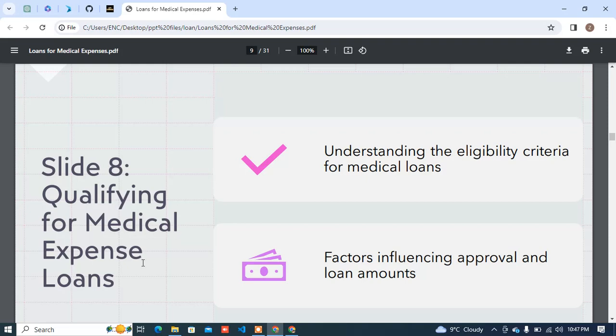Slide 8 is about qualifying for medical expense loans, understanding the eligibility criteria for medical loans. If you want to apply for a medical loan, you should know about the eligibility criteria. What is the criteria for medical loans? Point 2 is factors influencing approval and loan amount.